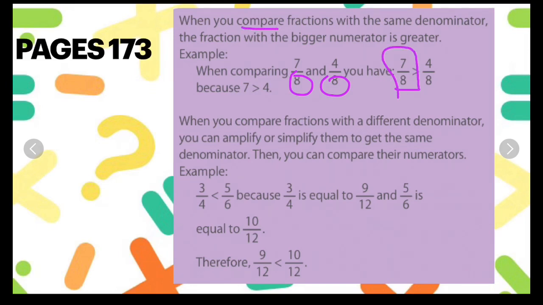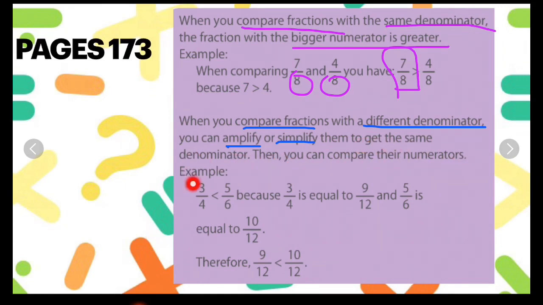That's when you're comparing fractions with the same denominator. Bigger numerator is greater, okay? Now, when you compare fractions with a different denominator, you can amplify or simplify. In this case, you can amplify or simplify with a different denominator, okay? Then it says amplify or simplify them to get the same denominator. Then you can compare their numerators.